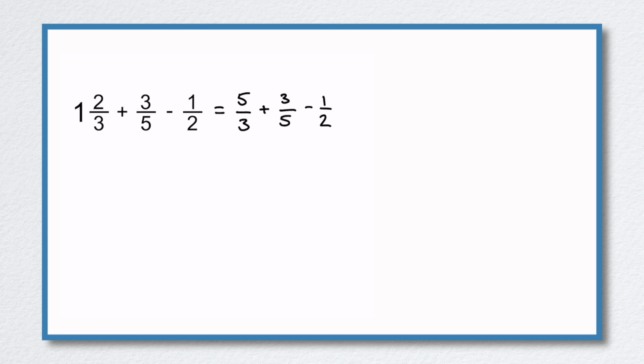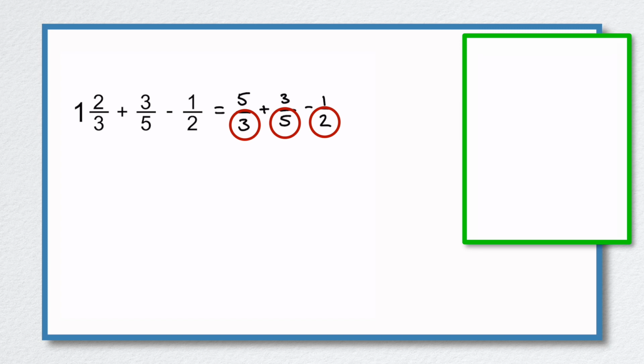Are the denominators the same? And of course the answer to that is no. Are any of the denominators a multiple of the other denominators? Again, the answer to that is no. So in this case, to find the lowest common denominator, we multiply the 3 and the 5 and the 2 together. Well, 3 times 5 times 2 is equal to 30. So we are going to rewrite these three fractions as something out of 30.